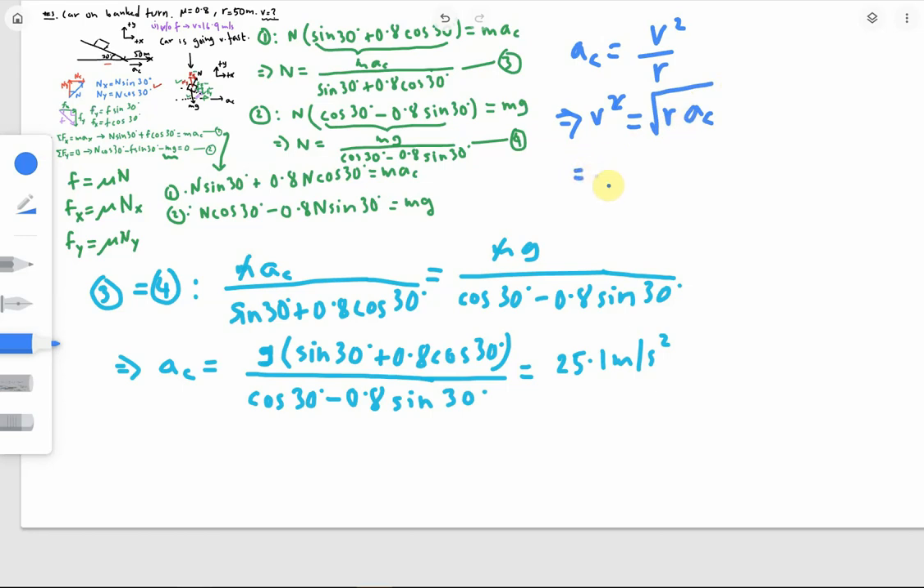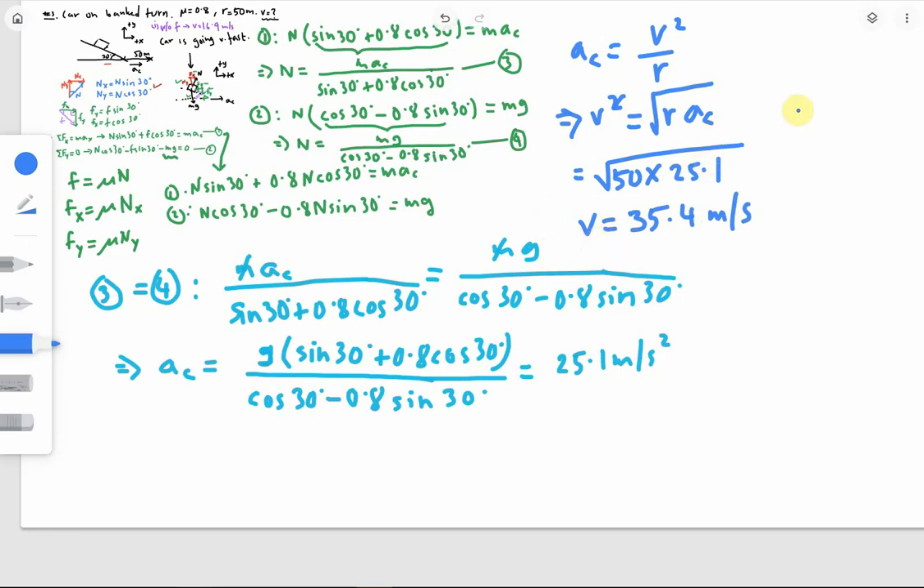R is 50 and a_c we calculated to be 25.1 meters per second squared. If we calculate that and square root it, we find that the speed at which, if this car goes, then it will be very near to tipping over, is 35.4 meters per second.